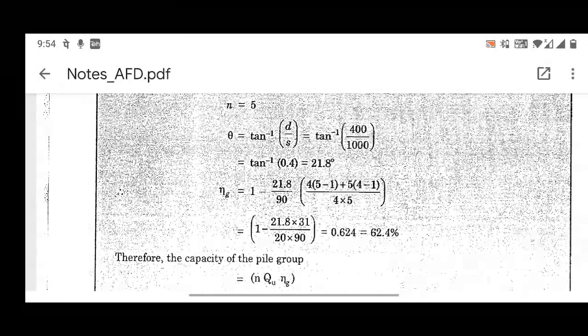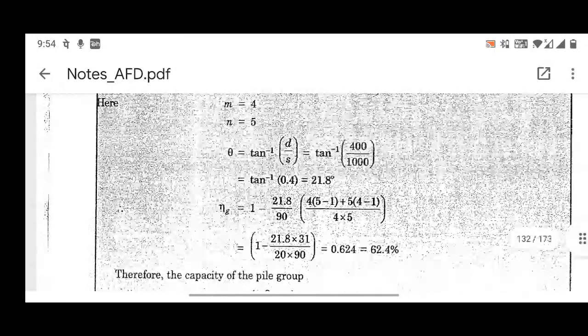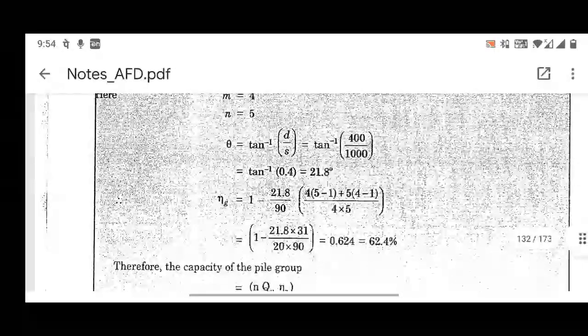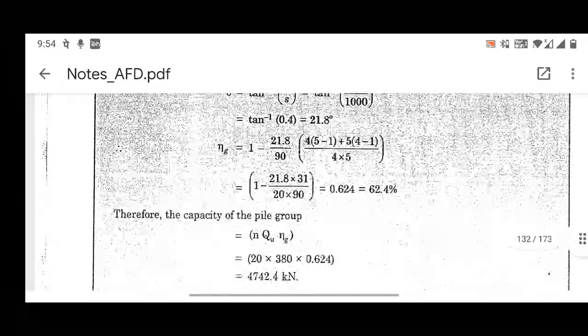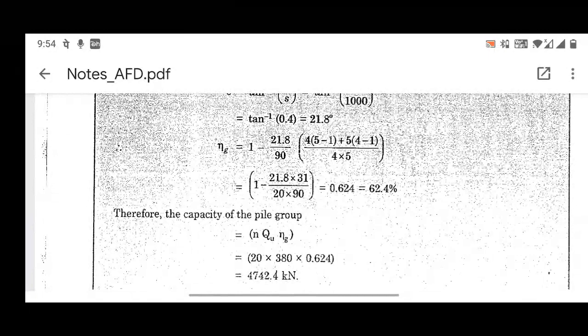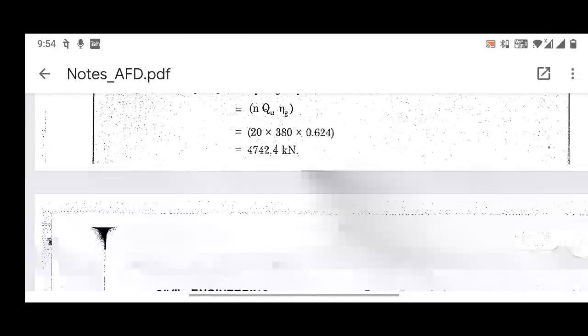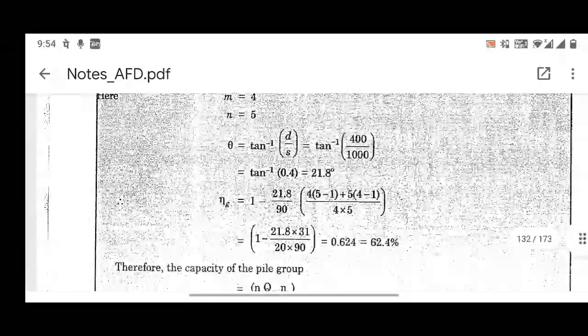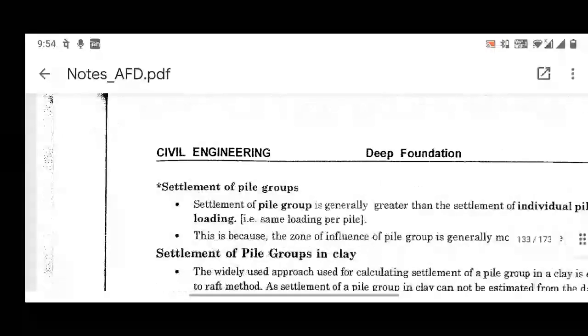Now put everything you have obtained so far in the expression, and you will get the group efficiency as 62.4%. Now you can easily compute the capacity of the pile group: multiply the efficiency by the individual ultimate load capacity and by n. That will give you the capacity of the pile group. Very simple numerical, and the concept is only based on the formula and its application.